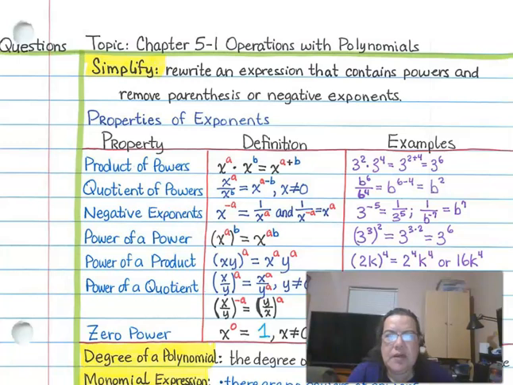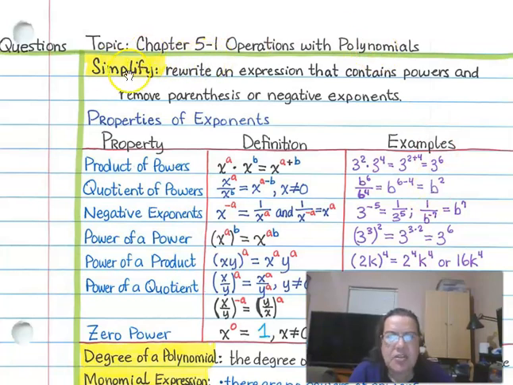Let's continue now with Chapter 5. Chapter 5-1 deals with operations with polynomials. So here are some notes that if you can copy would be really beneficial to you because it shows you the properties, definitions, and some examples that we're going to be dealing with.